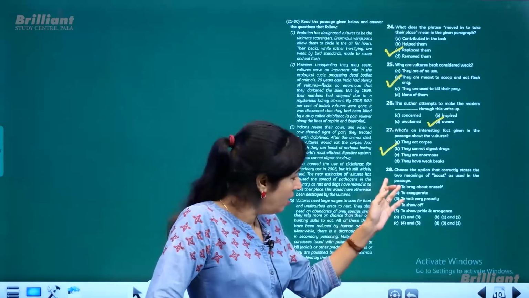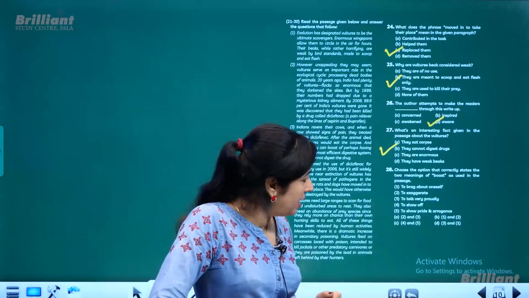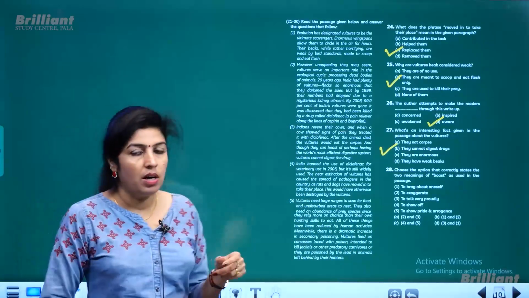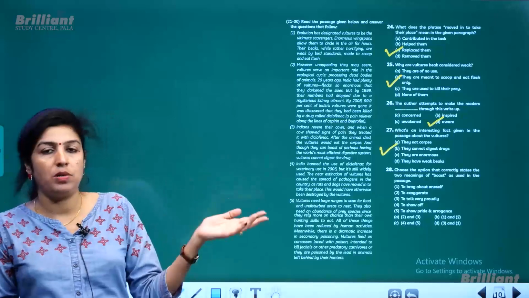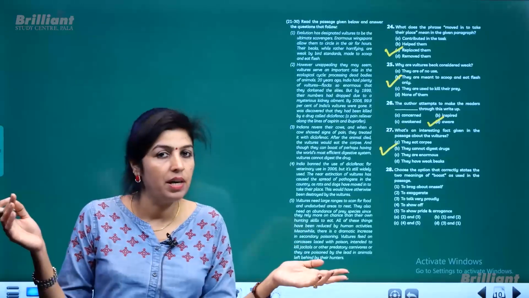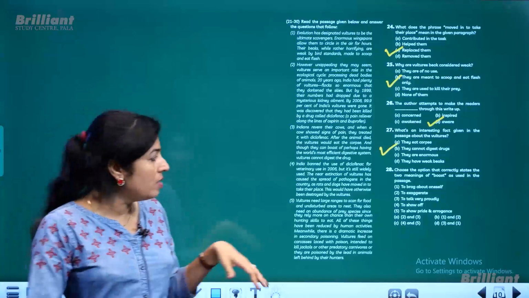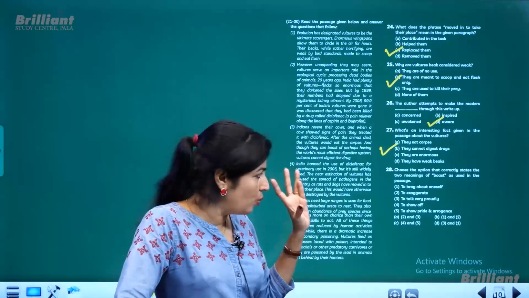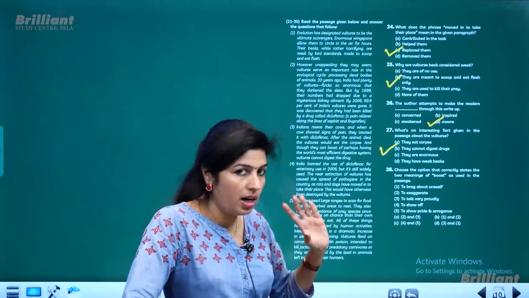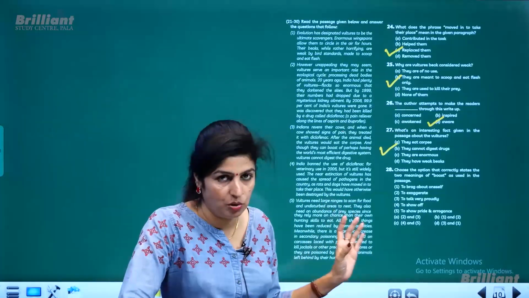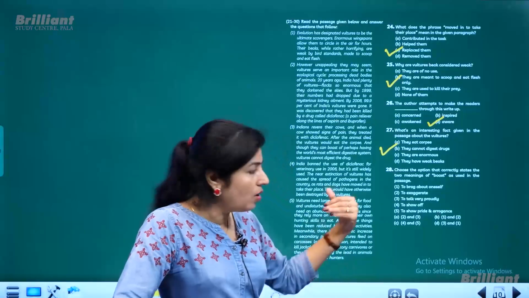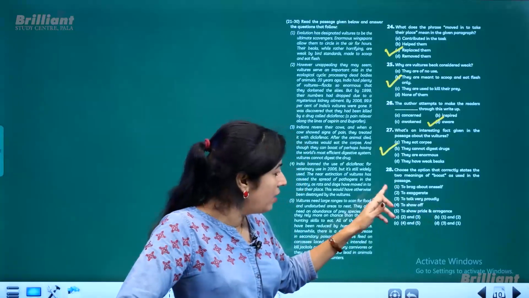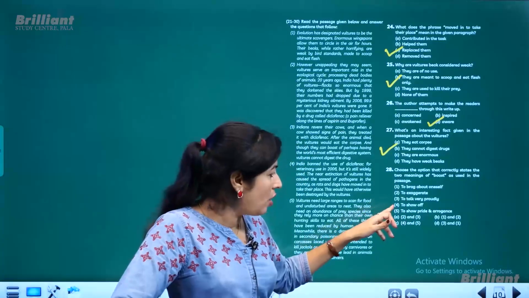Next question is, choose the option that correctly states the two meanings of boast. Normally a boast means we boast about something, we feel proud of something and we do that sort of stuff. So in this context, what is the exact meaning? Remember, a word's meaning would change in accordance with the context in which it is used. So according to this context, what exactly are the meanings? Is it to brag about oneself, to exaggerate, to talk very proudly?